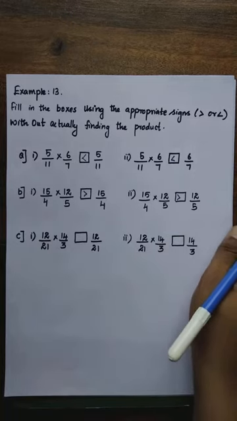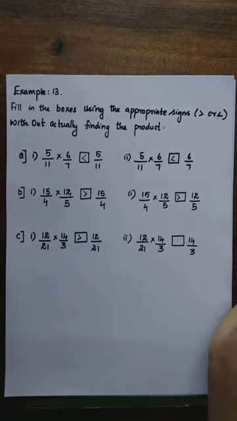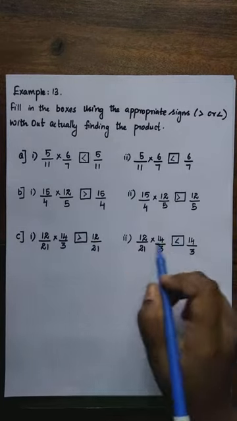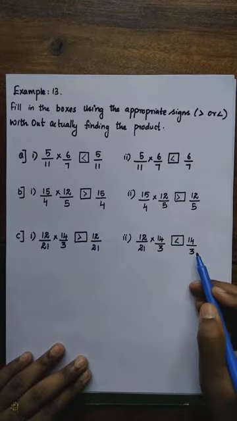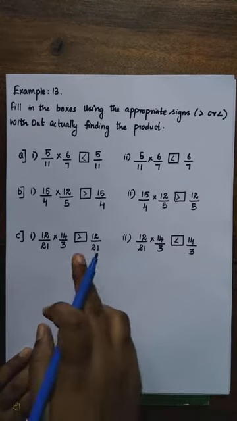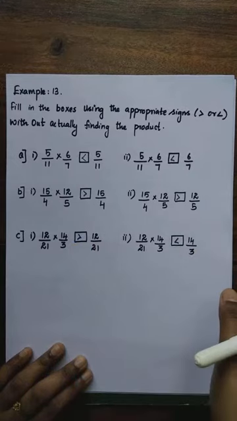Greater than the proper fraction and lesser than the improper fraction. So this is the proper fraction. This one is the improper fraction. So when a proper fraction and an improper fraction are multiplied, the product is greater than the proper fraction and lesser than the improper fraction. Do you all understand?